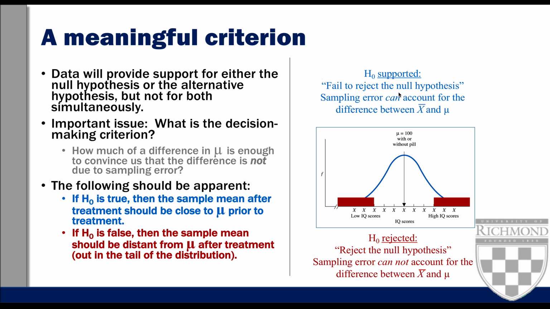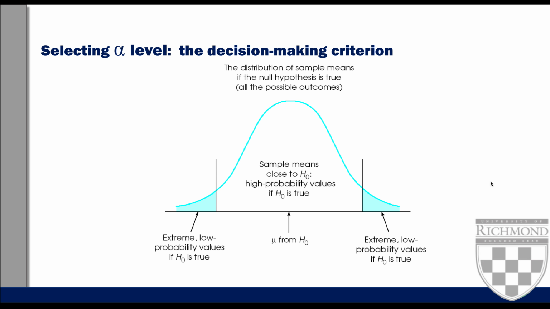So for the null to be supported, what we're saying is we're failing to reject the null hypothesis. What that means is sampling error can account for the difference between the sample mean and mu, okay, in our population. And for us to reject the null hypothesis, we're saying, hey, that sample mean falls way out here in the tail. Sampling error cannot account for the difference between our sample mean and the population mean. So that means we have to come up with a meaningful decision-making criterion.